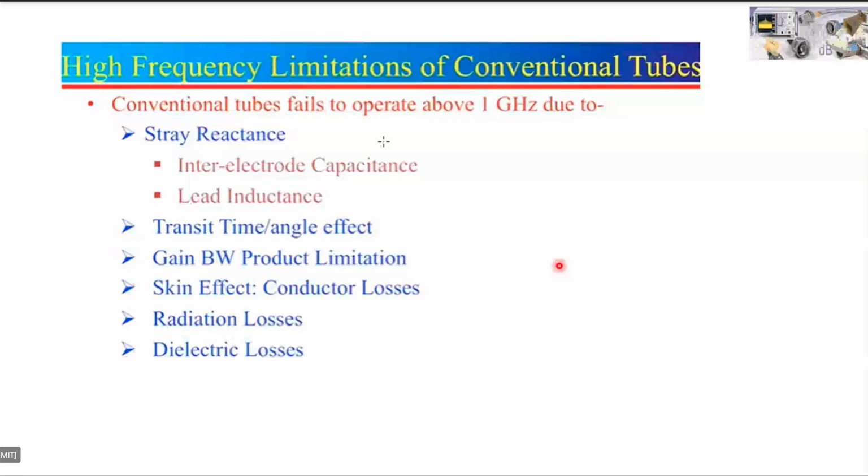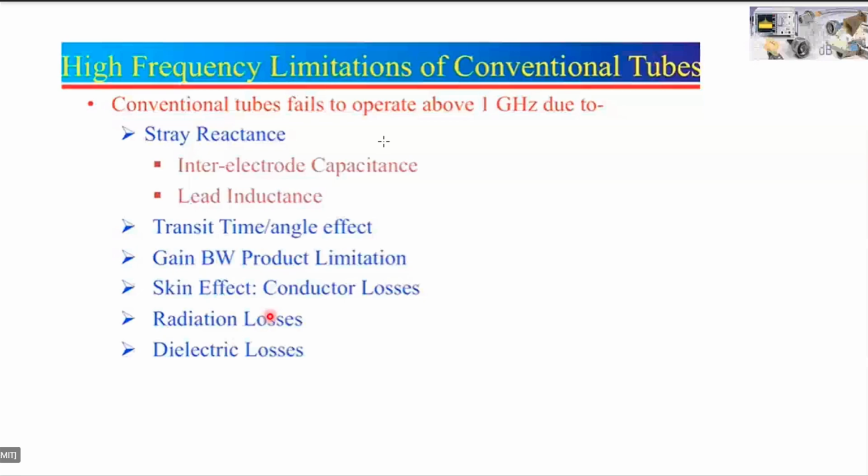These vacuum tubes are useful for frequencies generally below microwave frequency, because at microwave frequency these conventional tubes have some limitations, as listed there. You can see interelectrode capacitance, lead inductance, the limitation of transit time angle effect, gain bandwidth product limitations, then skin effect, basically conductor losses will be more, radiation losses will be more, dielectric losses will be more. We will be discussing all this one by one.